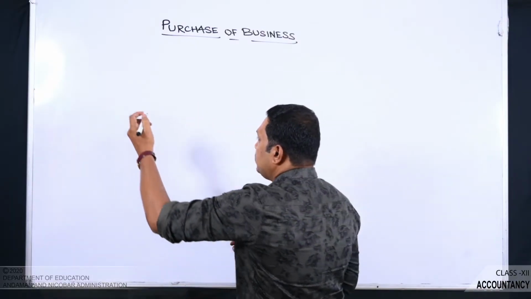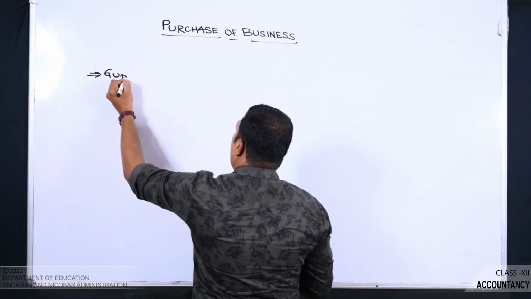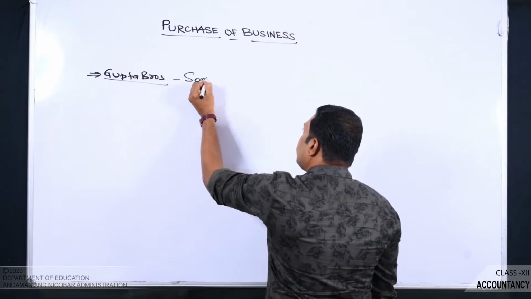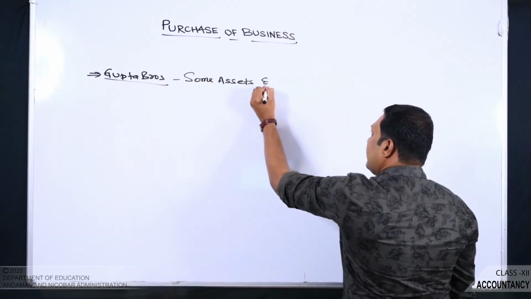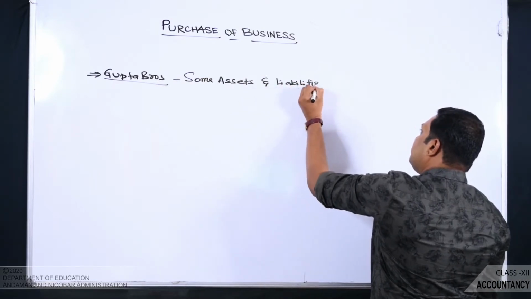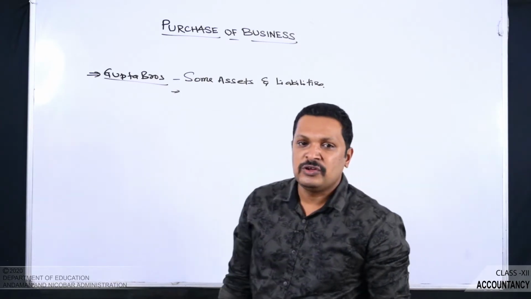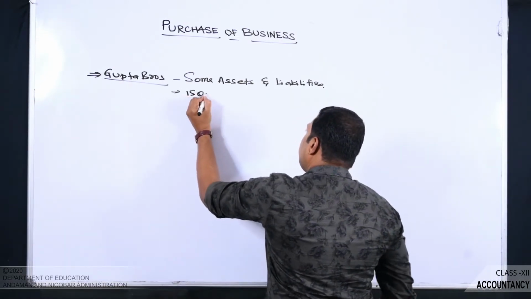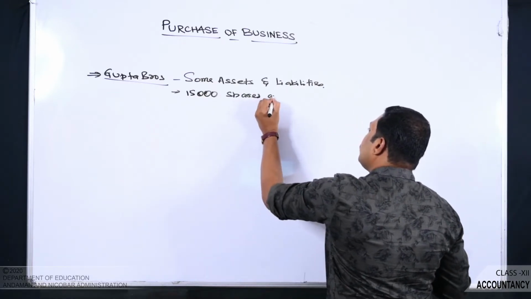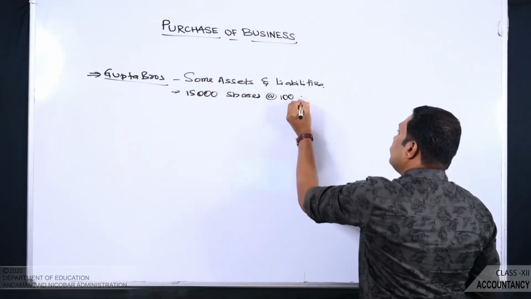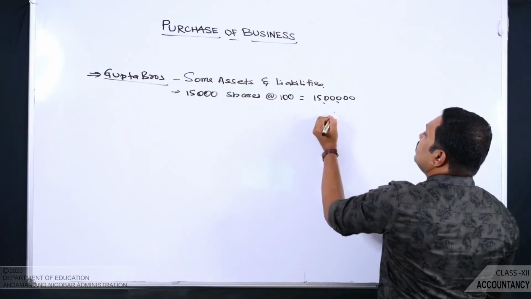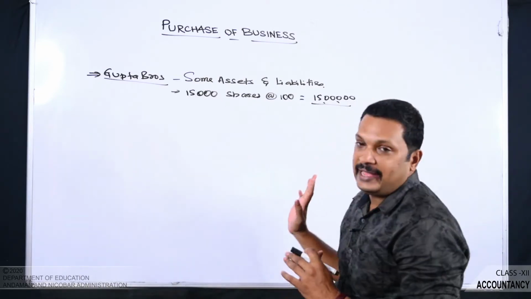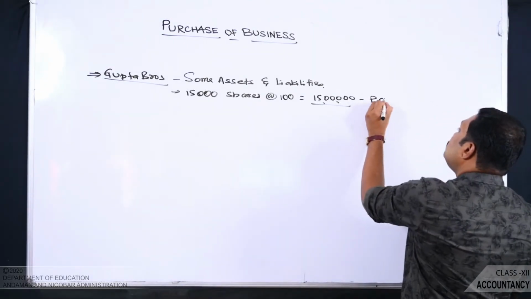Students, what did we purchase? We purchased a business of Gupta brothers. While purchasing, we purchased some assets and liabilities. In return, for the purchase of assets, what does the company issue? The company issues 15,000 shares at the rate of 100 each. So the company purchased the business for rupees 15 lakh. This is called PC, that is purchase consideration.